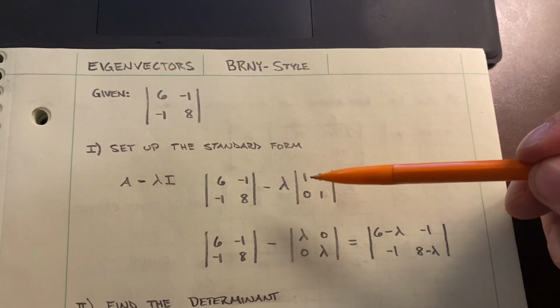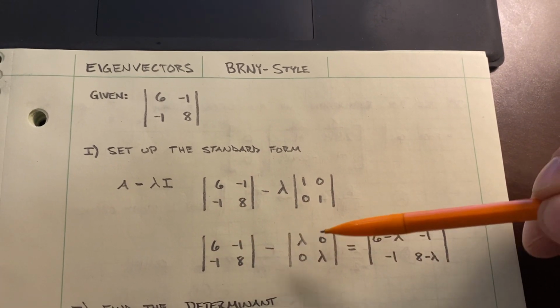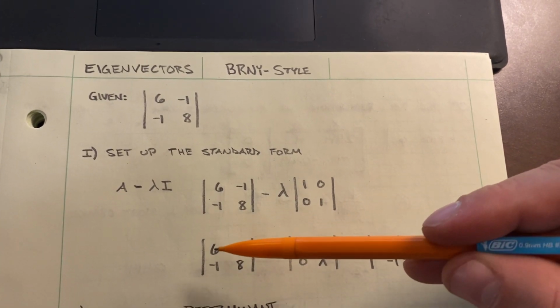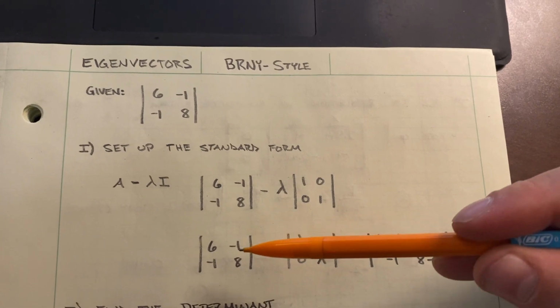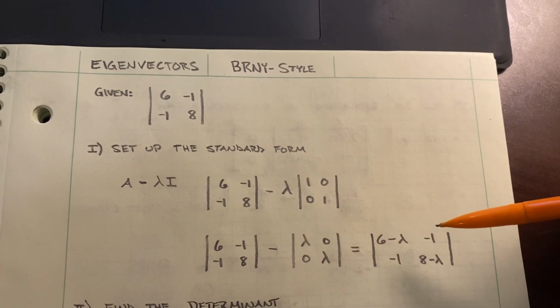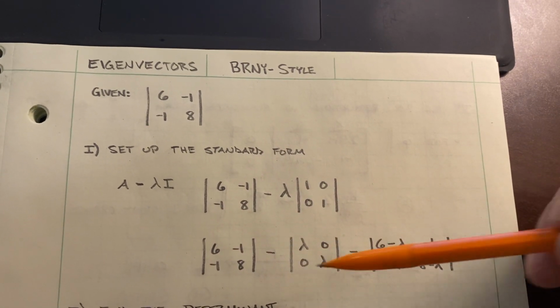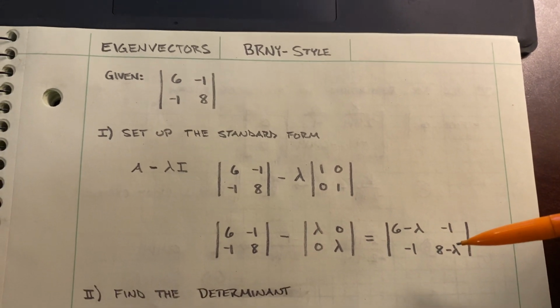We'll distribute lambda into the identity, giving us A minus lambda times identity. We'll do the operation across. 6 minus lambda is 6 minus lambda. Minus 1 minus 0 is negative 1. Minus 1 minus 0 is negative 1. And 8 minus lambda is 8 minus lambda.